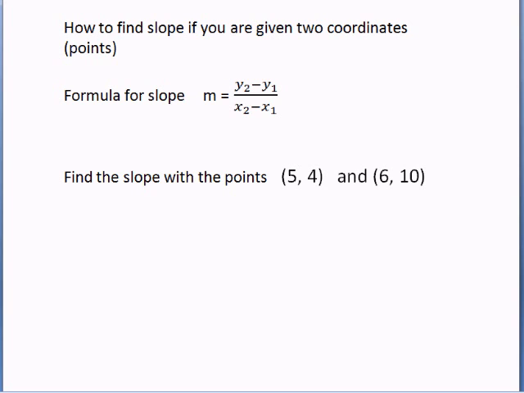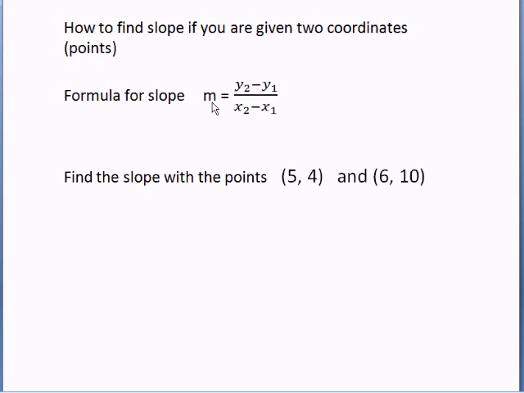Okay, this video is on how to find the slope if you're given two coordinates. Coordinates are just points on a graph. Remember, each coordinate has an x and a y part of the graph. So down here we just have 2 points on a graph, 2 coordinates.